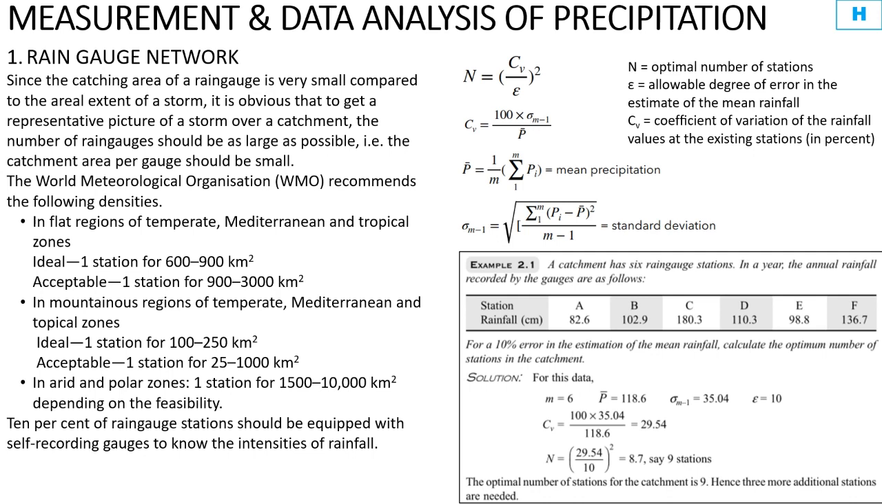So in mountainous regions, ito naman yung reference kung ilang rain gauge ang kailangan mo per square meter given. So we also have this formula to get the number of stations required in a place kapag given yung degree of error, meron kang CV.